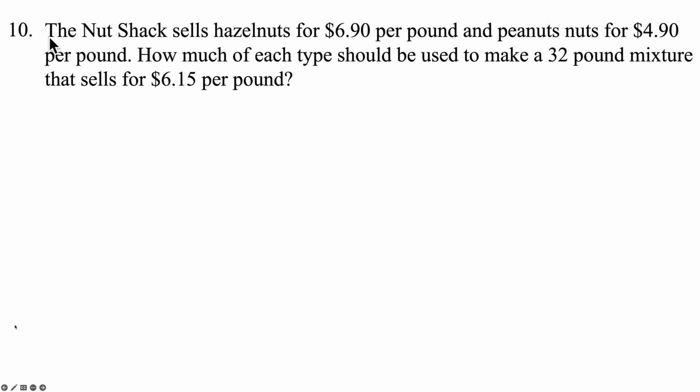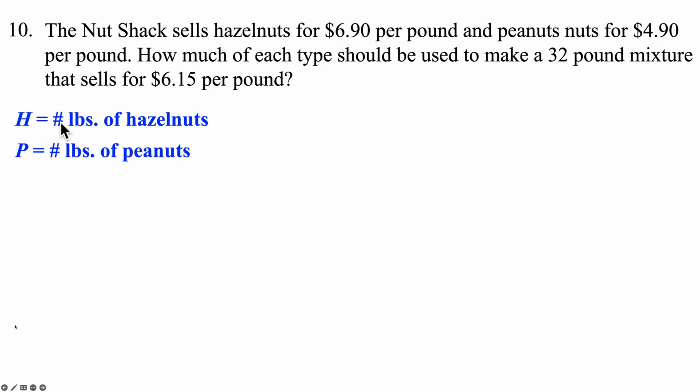All right, number 10, the Nut Shack sells hazelnuts for $6.90 per pound and peanuts for $4.90 per pound. How much of each type should be used to make a 32-pound mixture that sells for $6.15 per pound? Again, another mixture problem. So I've got my object, so it's going to be my hazelnuts, H, that's how many pounds of hazelnuts, and capital P for the pounds of peanuts. There's 32 pounds in my mixture, so H plus P is 32. Now multiply your rates.